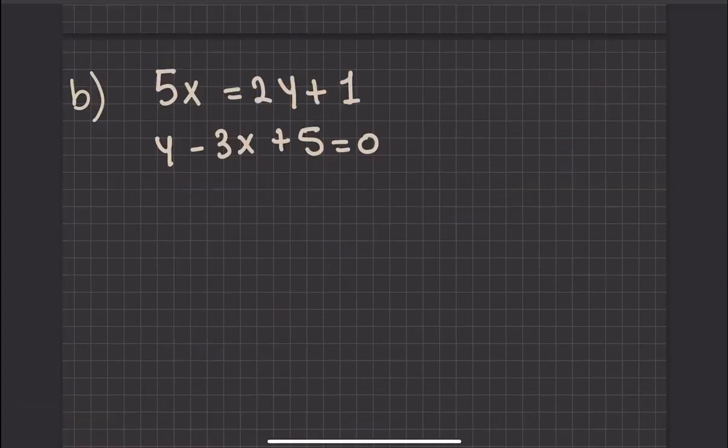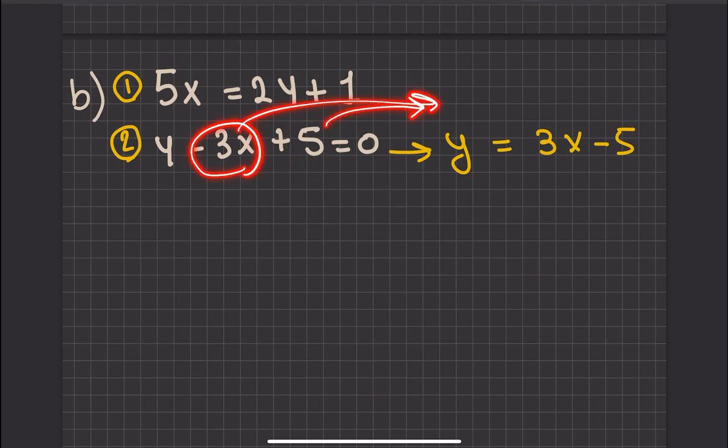So for the second system, I have 5x equals 2y plus 1. And for the next equation, I have y minus 3x plus 5 equals 2. The first thing I'm going to do is write 1 beside equation 1 and 2 beside the second equation. Looking at these equations, I can choose the second equation in order to solve for y. So I'm going to write down y equals 3x minus 5. How did I get that? I moved 5 to the right side, and I moved minus 3x to the right side. So I'm going to have 3x minus 5.